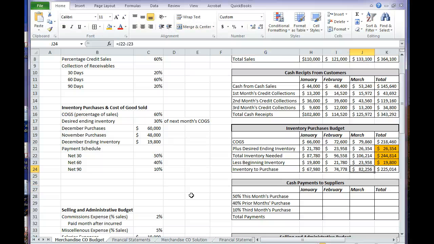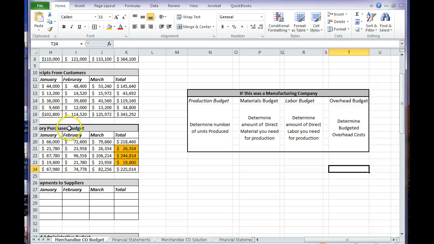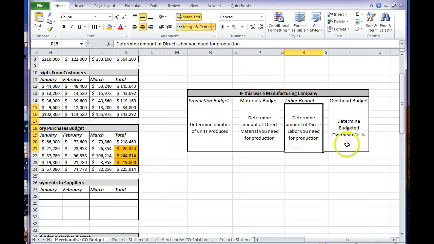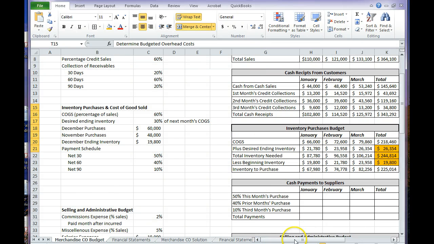One of the things too, this is a merchandising company. Let's go over here. If you were a manufacturing company, instead of an inventory purchases budget, and the book chapter does this well, you would see the production budget plus a materials budget, a labor budget, or an overhead budget. So if you make a product, you need all four of these budgets. If you're just buying it, you don't need any of those. So that's what makes this a little bit easier, a little more testable.